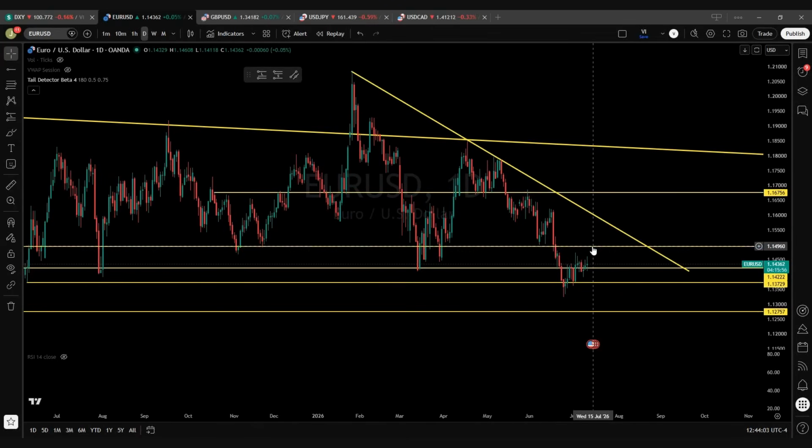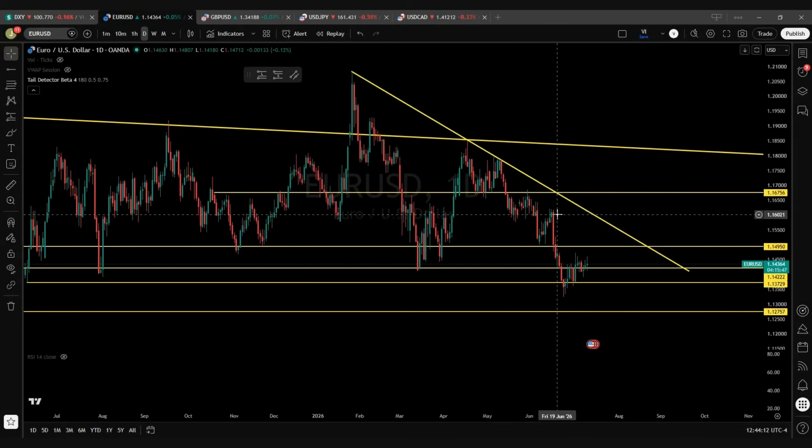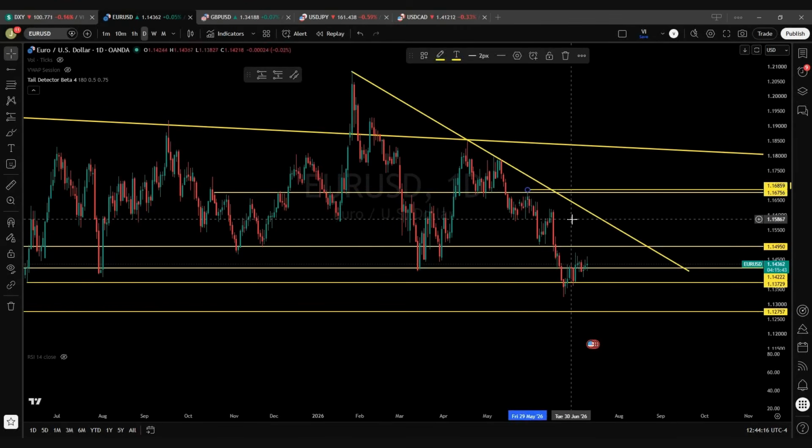So if price shoots up through this resistance level here, it's going to have this downsloping trend line looming above. And as we see here, price is starting to get away from it as well. So we even have a more near-term trend line.